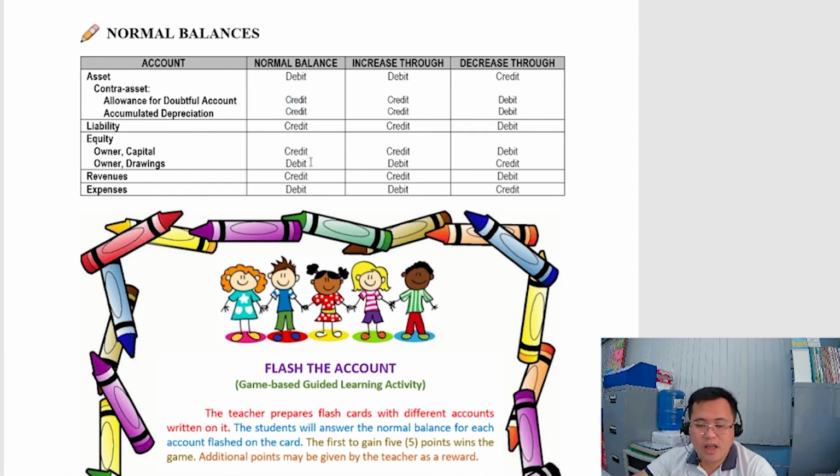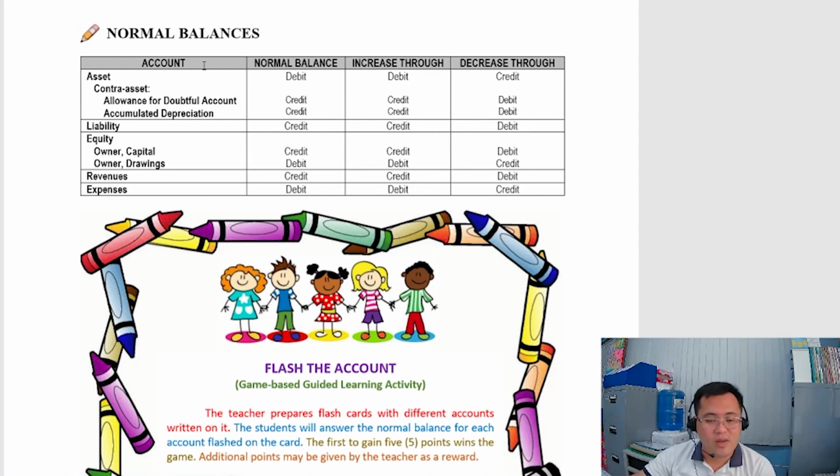Same applies to our equity. Our capital normal balance for equity is credit. When we withdraw cash from our business, it is usually a normal balance of debit. Okay? Our accounts are increased through the normal balances. As you can see, asset normal balance is debit, so it can be increased through debit. On the other hand, if it decreased, then it should be credited.